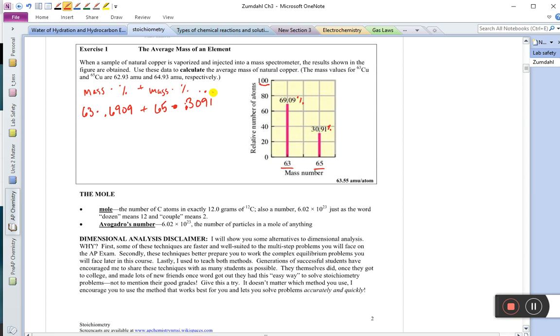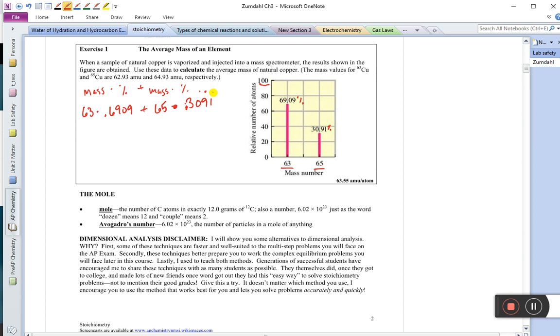If you've got a whole bunch more of your 63, your answer better be closer to 63. If you had a whole bunch more of your 65, then your answer should be closer to 65. But also keep in mind your answer has to be between 63 and 65 because that's how averages work. Being able to estimate like that is good because in AP Chemistry, you cannot use a calculator on the multiple choice portion. So a little bit of mental math goes a long way.